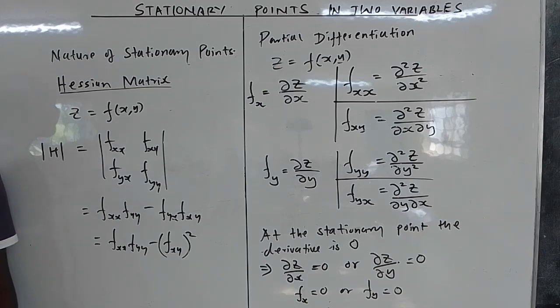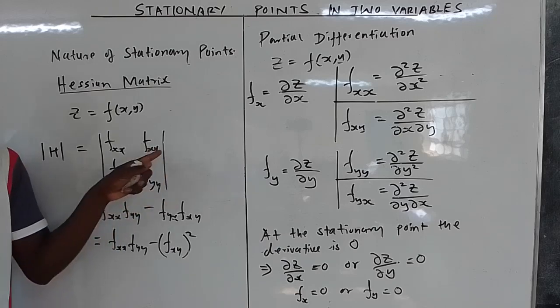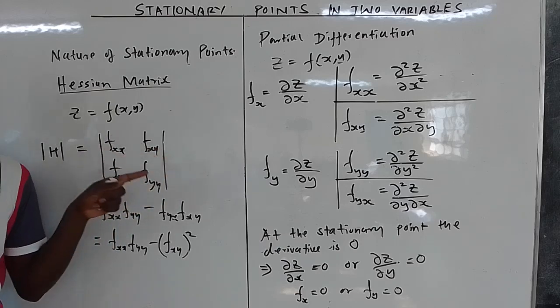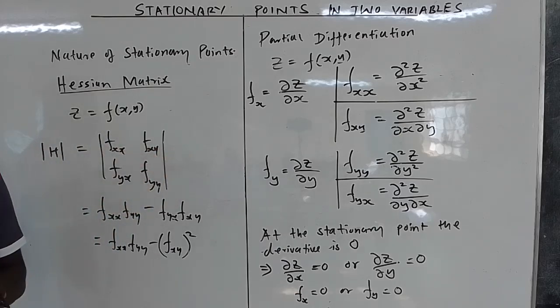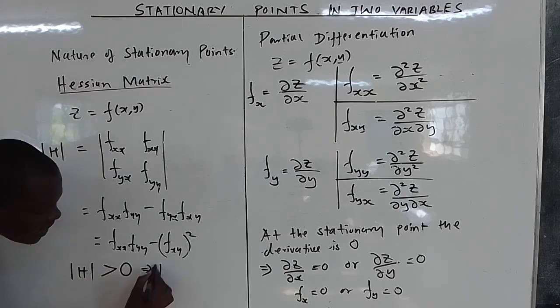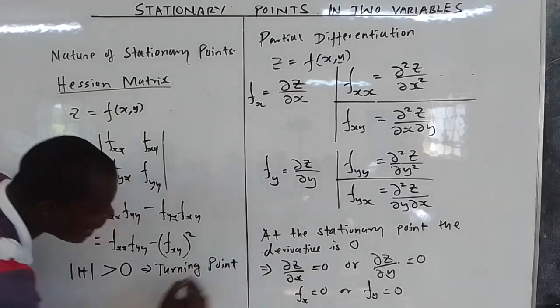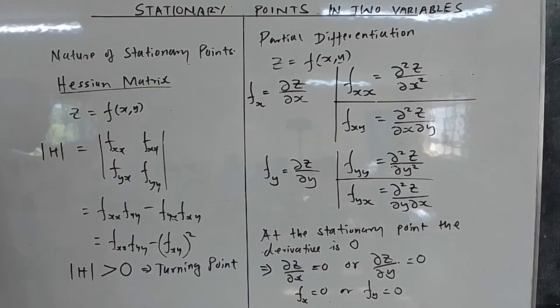Are we together? So the moment you get this determinant of the Hessian matrix, it is now what is going to define the nature of that stationary point. Now, here, when the determinant of the Hessian matrix is greater than 0, then it implies a turning point. When the determinant of a Hessian matrix is greater than 0, then it implies a turning point.